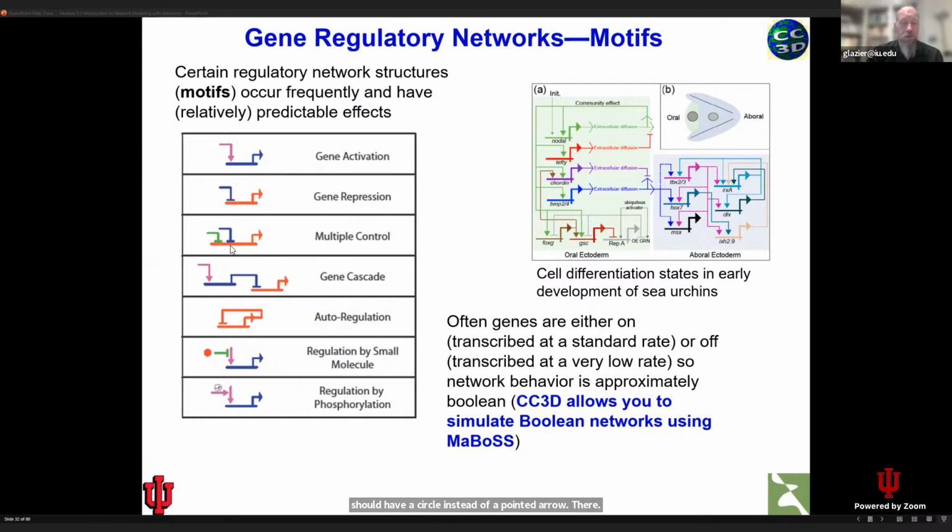You can have multiple control. And one big problem you face when you have multiple signals coming in is how they combine with each other. Do they add? Do they multiply? Do they do something complicated? If they're both inhibitory or both activating, it's usually pretty easy to combine them. If you have a combination of activation and inhibition, it's not so easy.